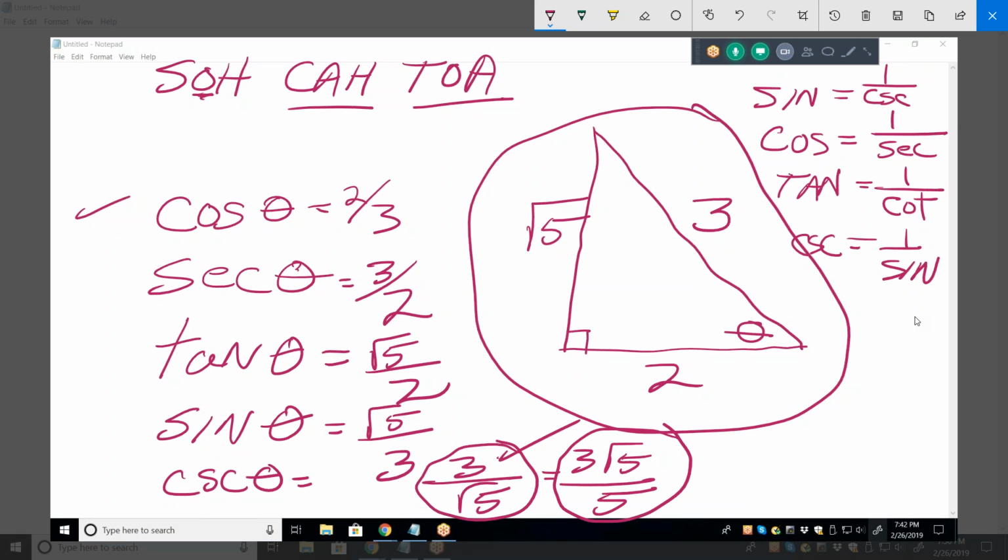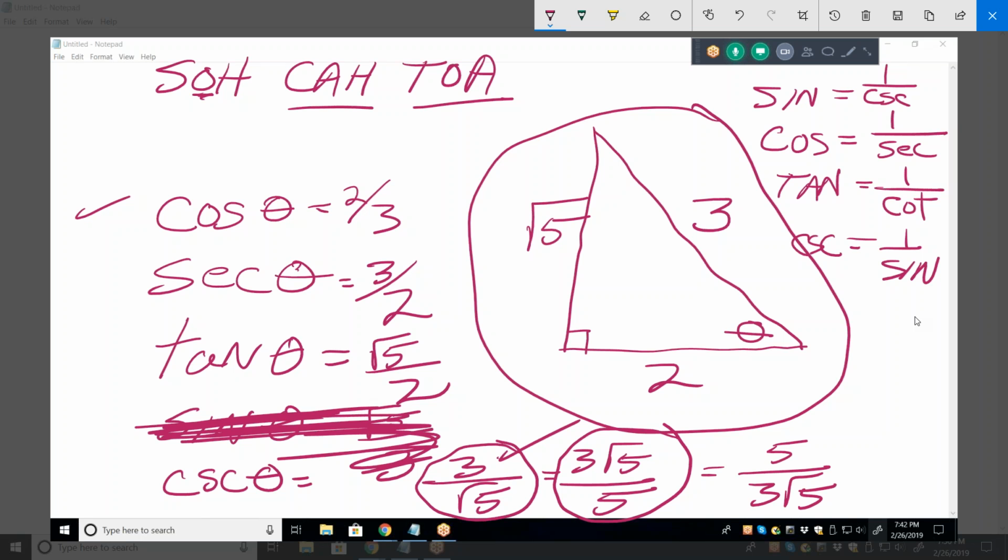But now, what if I didn't know the sine and they said, well, tell me what the sine is. Now I got to flip that to be 5 over 3 root 5. And now I got to rationalize it all over again. You see all the extra steps that are required if a teacher wants you to rationalize it? It makes it harder, not easier.